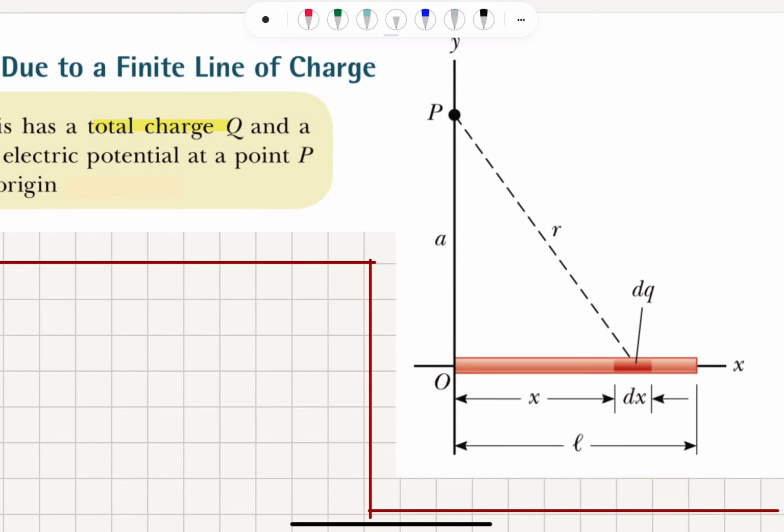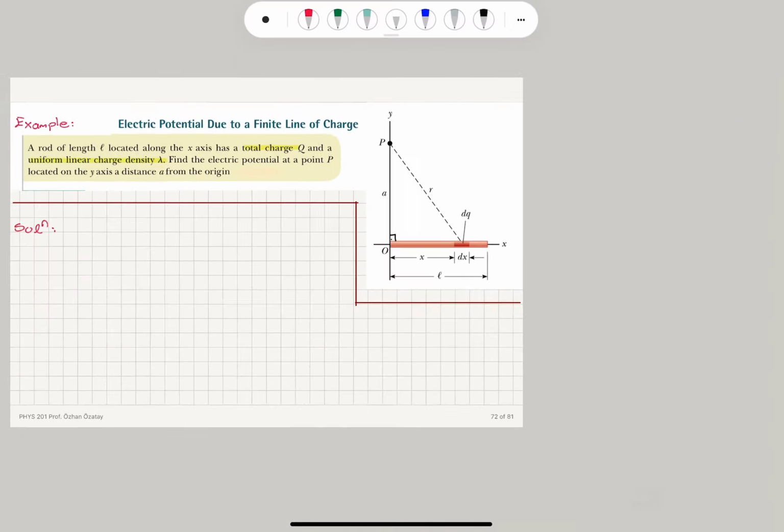So we have a finite line of charge, length is L. At a distance a from the origin on the y-axis, we want to know the potential due to this finite line of charge. If we pick a charge element dq here at a distance x from the origin, you can see that this will be at a distance r to point P, where this r can be calculated using this right triangle. R is square root of a squared plus x squared.